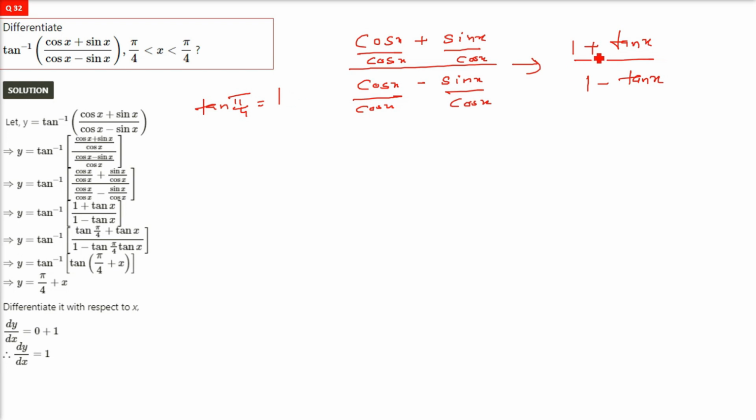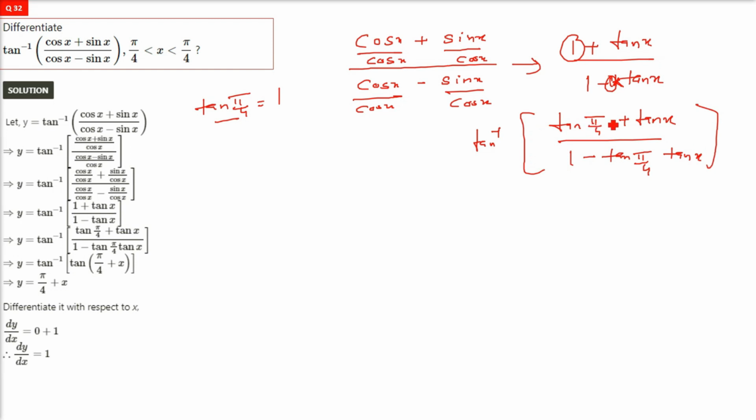And tan pi by 4 is 1, for tan 45 degrees it is 1. So in place of this 1 I am writing tan pi by 4. The denominator, assume this to be 1 into tan x. It is actually 1 into tan x. So tan pi by 4 plus tan x divided by 1 minus tan pi by 4 into tan x. So what do we get? Because this is tan inverse outside, and what is inside? Tan a plus tan b by 1 minus tan a tan b is tan a plus b. So you have tan of pi by 4 plus x. Tan inverse is outside.